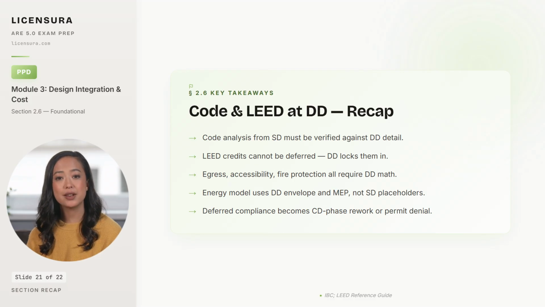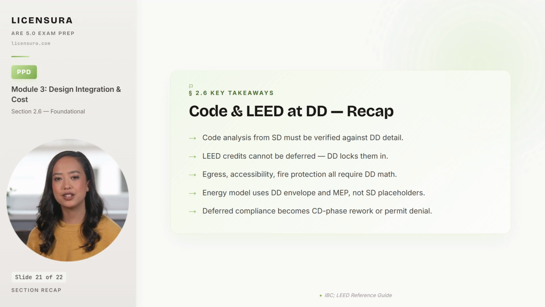DD is the phase that locks them in, and the architect who pushes credit decisions to CDs loses credits the design fees already paid for, and the owner sues for breach of the LEED commitment in the contract. Egress design, accessibility, and fire protection all require DD math. Travel distances calculated, occupant loads computed, door widths verified, sprinkler layouts coordinated, not the SD placeholders carried forward.